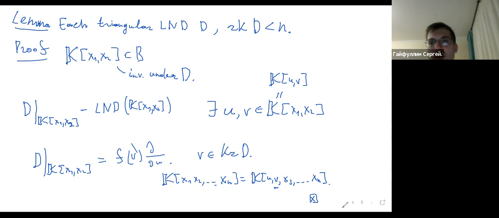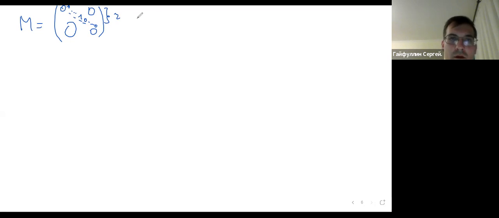Of course, we can construct a locally nilpotent derivation of every rank less than n, just using a nilpotent matrix of this rank. We can use just such a matrix: zeros on the diagonal, zeros under the diagonal, and some number of units above the diagonal, then zeros and zeros here. And we can take r to be every number from 0 to n-1.